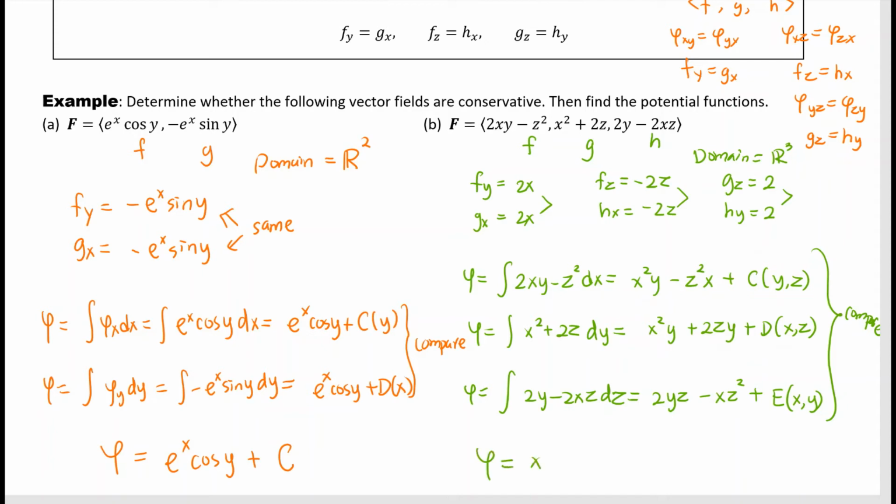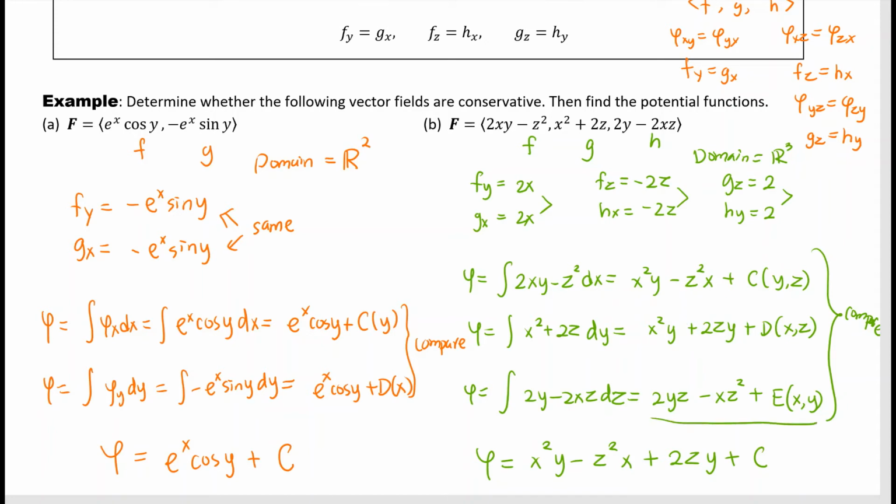Phi is x squared y minus z squared x, plus, compare. This guy should be 2zy, and usually there should be a constant. Okay, now let's check. We get this from the upper two.